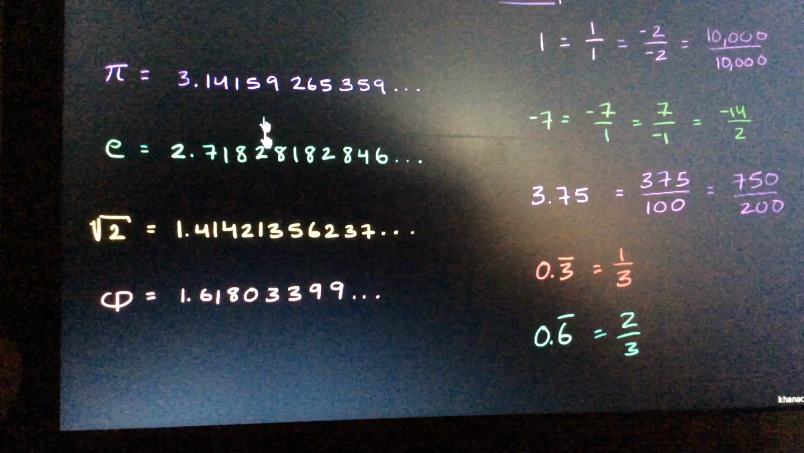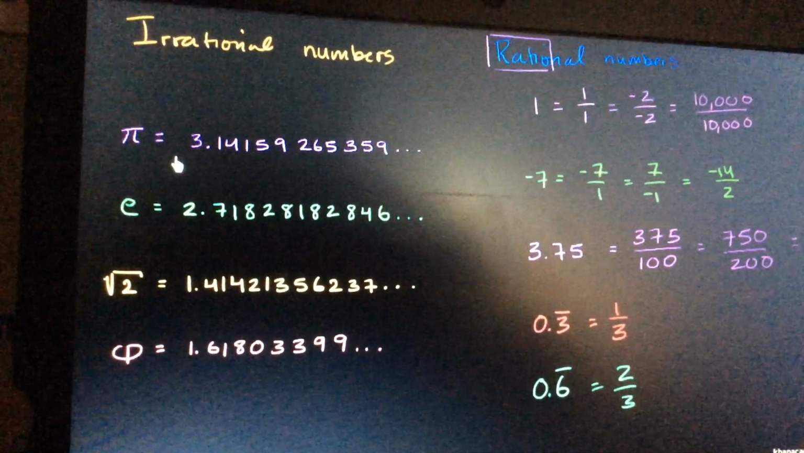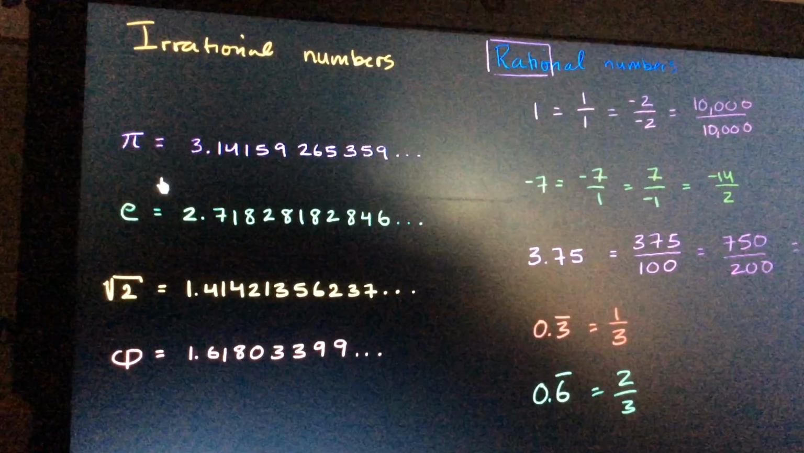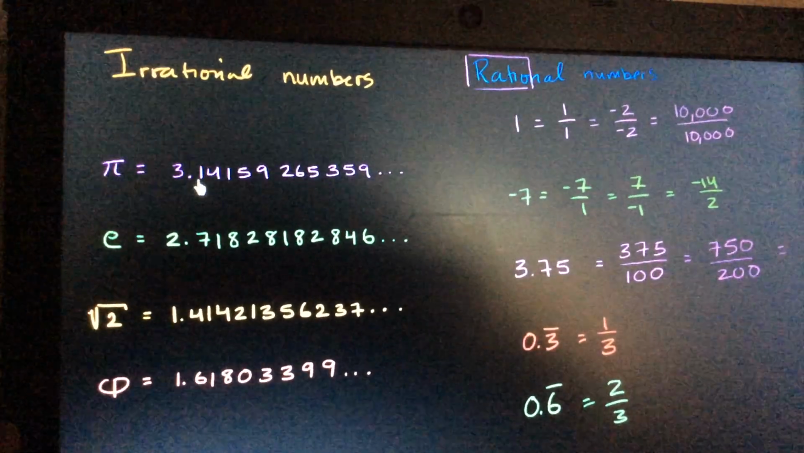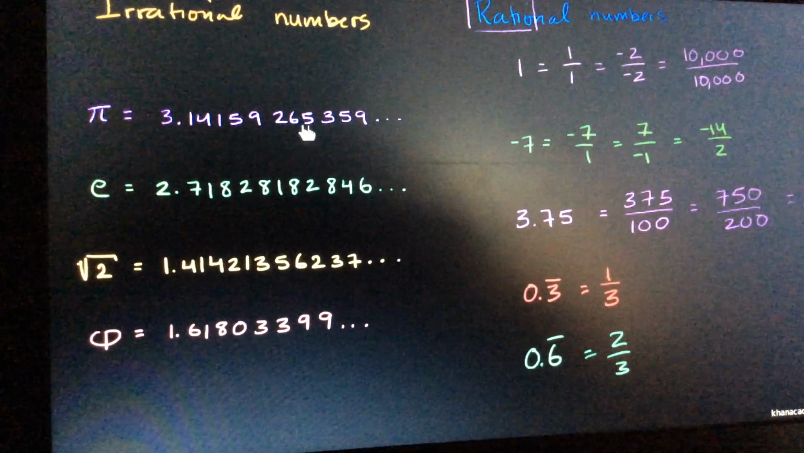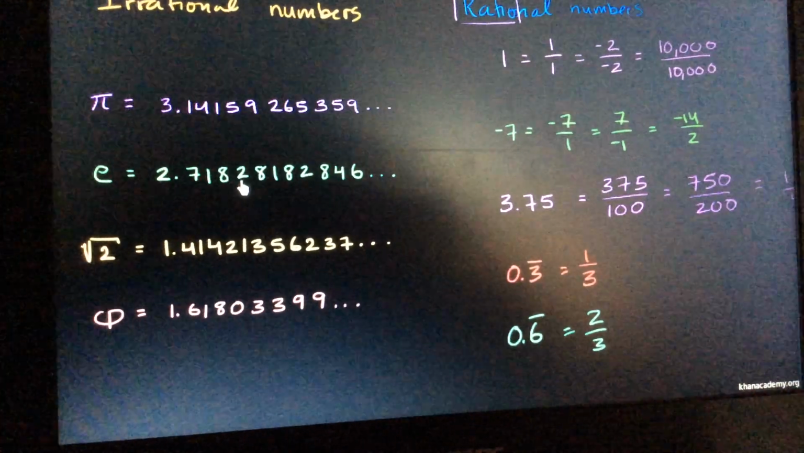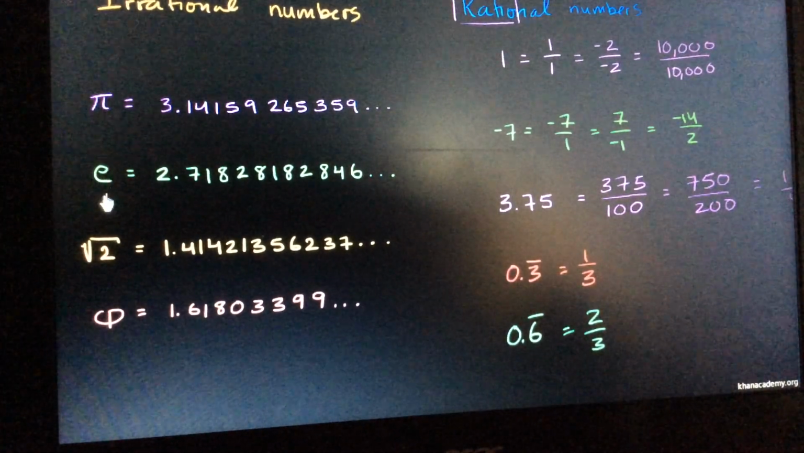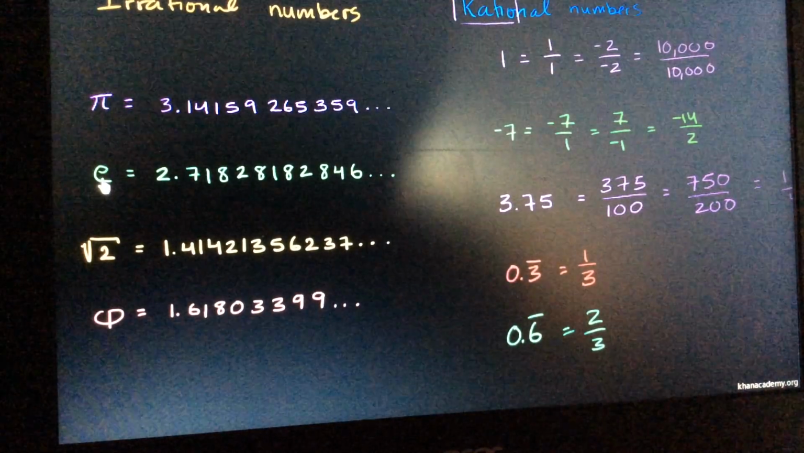And I've listed just a few of the most noteworthy examples. Pi, the ratio of the circumference to the diameter of a circle, is an irrational number. It never terminates. It goes on forever, and it never repeats. E, same thing, never terminates, never repeats. It comes out of continuously compounding interest. It comes out of complex analysis. E shows up all over the place.